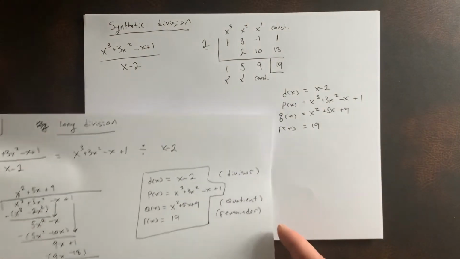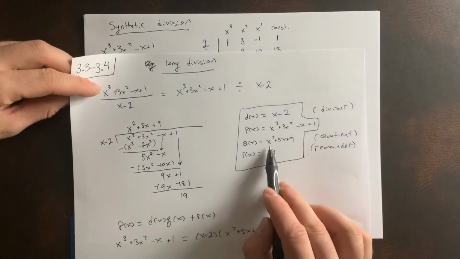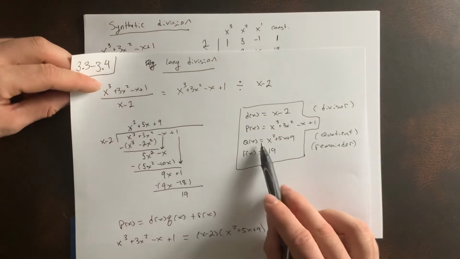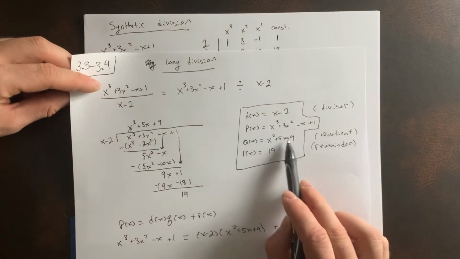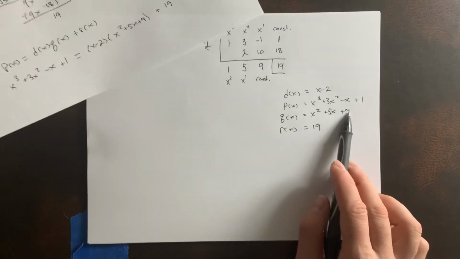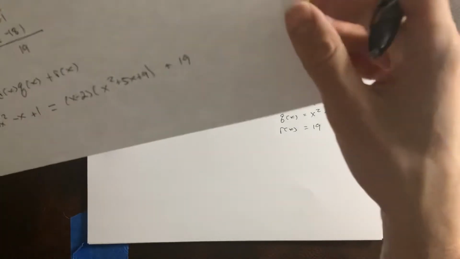So this is the same problem that we just did a second ago. If you see here, the d of x and p of x are the same thing because that's just the original problem. But you see here in the first problem, we got x squared plus 5x plus 9 for our q of x. And that's the same thing here, x squared plus 5x plus 9. And the remainder we get is 19.